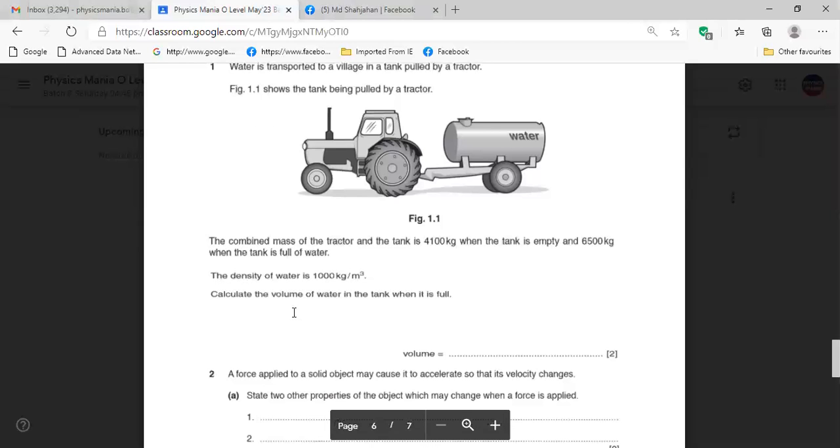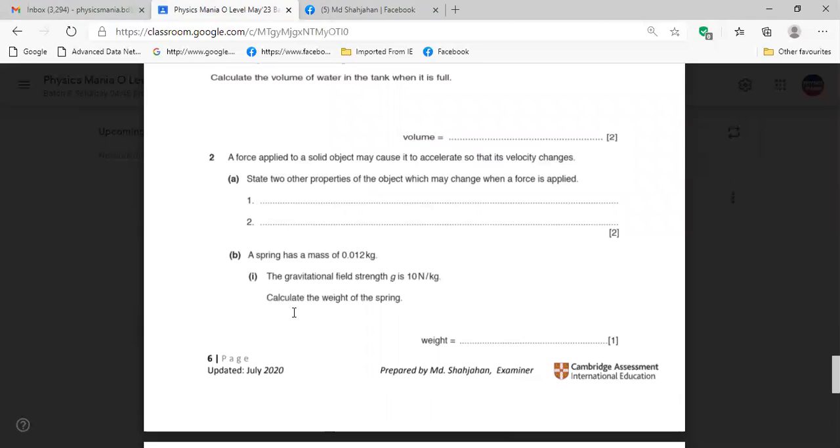A force applied to a solid object may cause it to accelerate so that its velocity changes. A. State two other properties of the object which may change when a force is applied. By applying force, what are the two properties that can be changed? It can change the shape and volume. Yes. Then anything else?